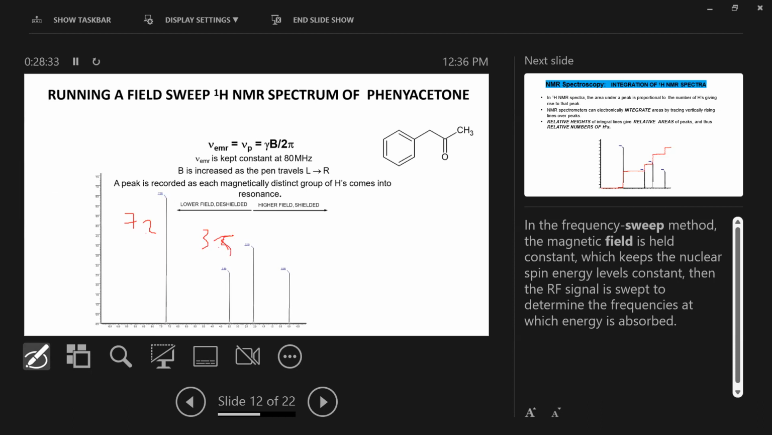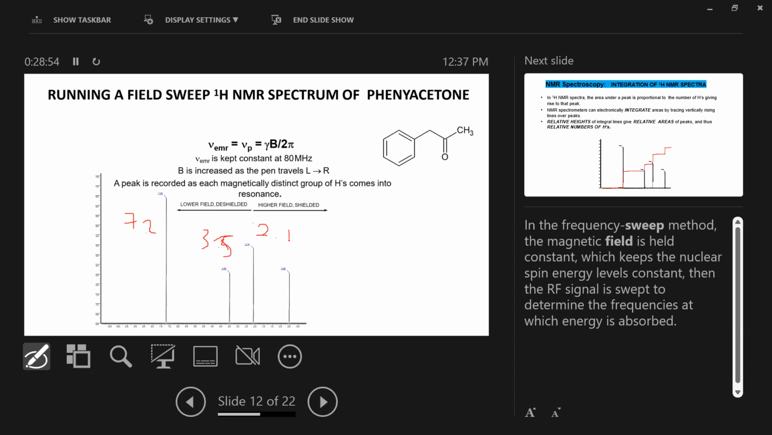And I'm writing it on the screen now. 3.5, 2.1. All right. So the benzene ring would have been at 7.2. It's the most deshielded, and there's a reason for that. I'll teach you that later on in the notes.